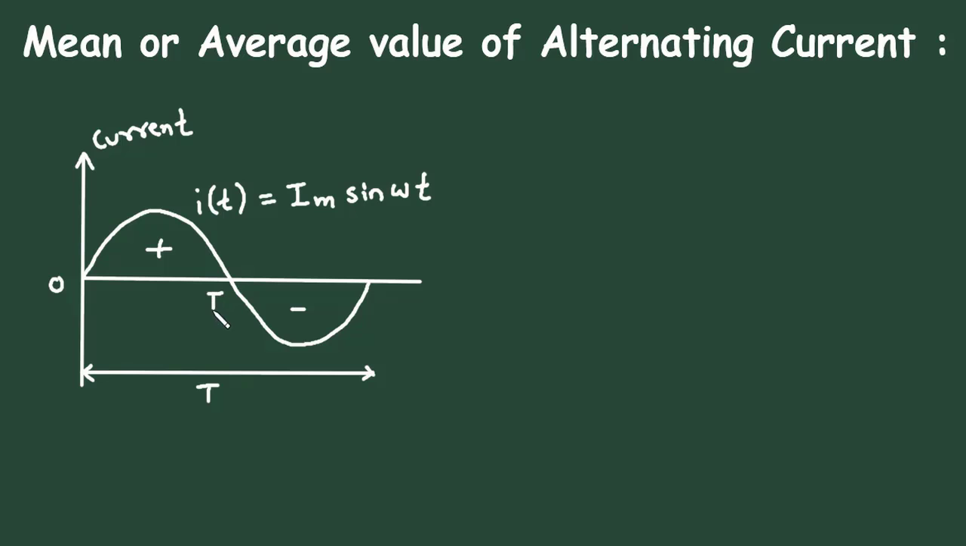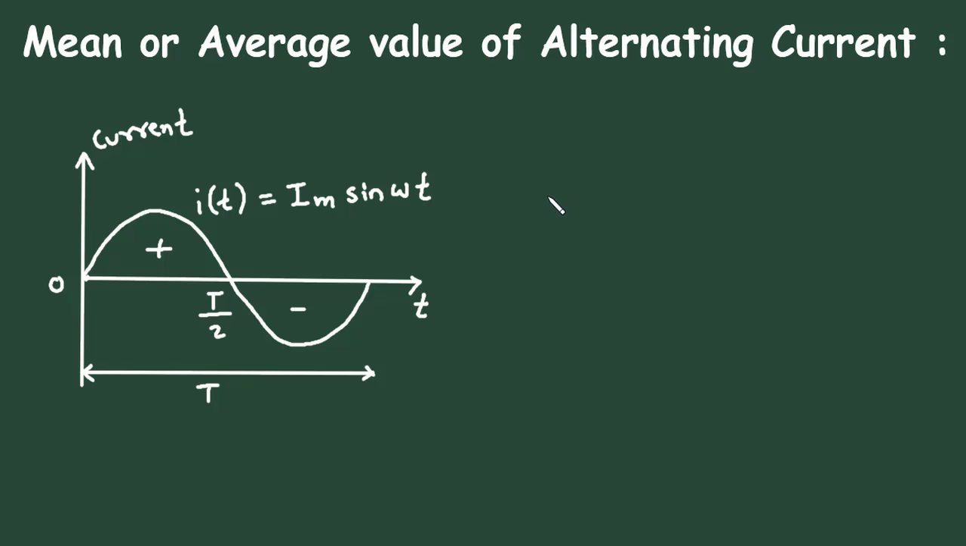So this will be T by 2 and this is time T. Now we have to find its average. Suppose we take the average from this 0 to this one complete cycle, then its average will be 0. So that's why we will take the average of this half cycle only, from this 0 to this T by 2.